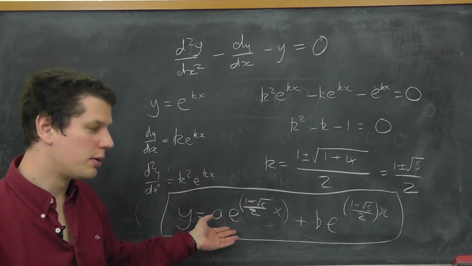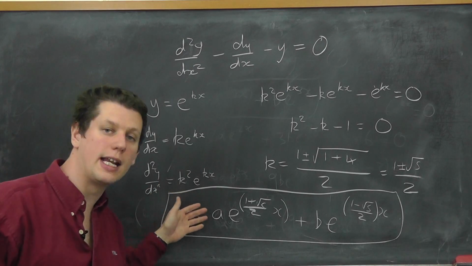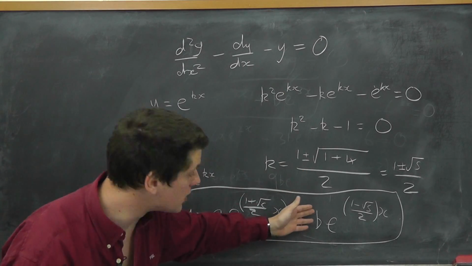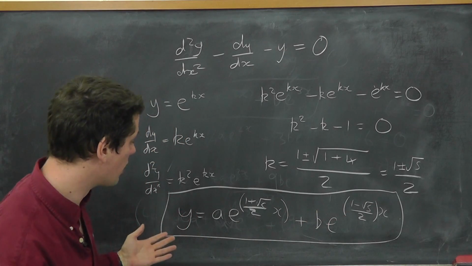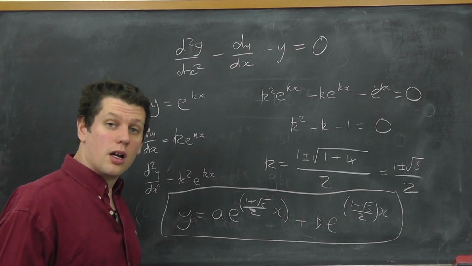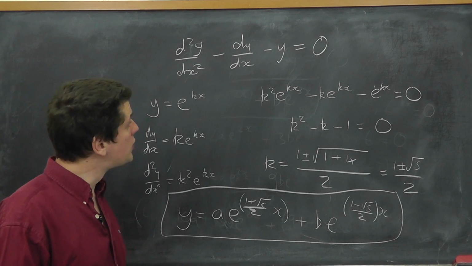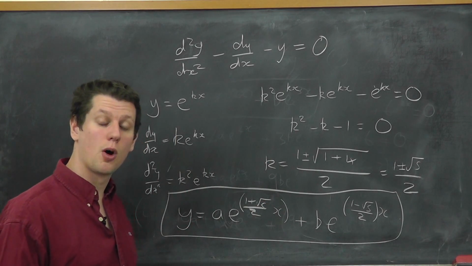So that again gives us a two-variable family of solutions to this differential equation. We choose any constant a, we choose any constant b, and we substitute in, we get a solution to this differential equation. So we have a two-variable family. In the next video, we'll start talking about more examples of this and what happens when we have complex roots.